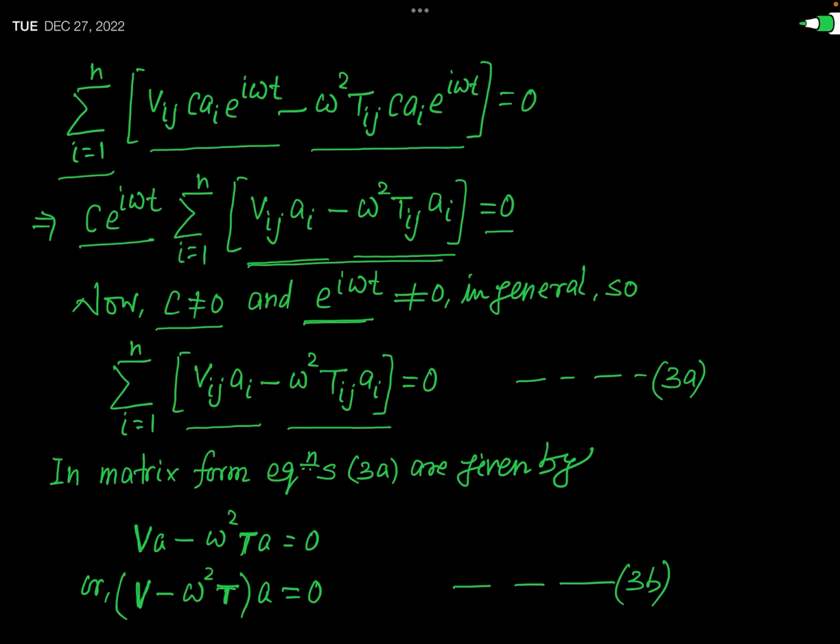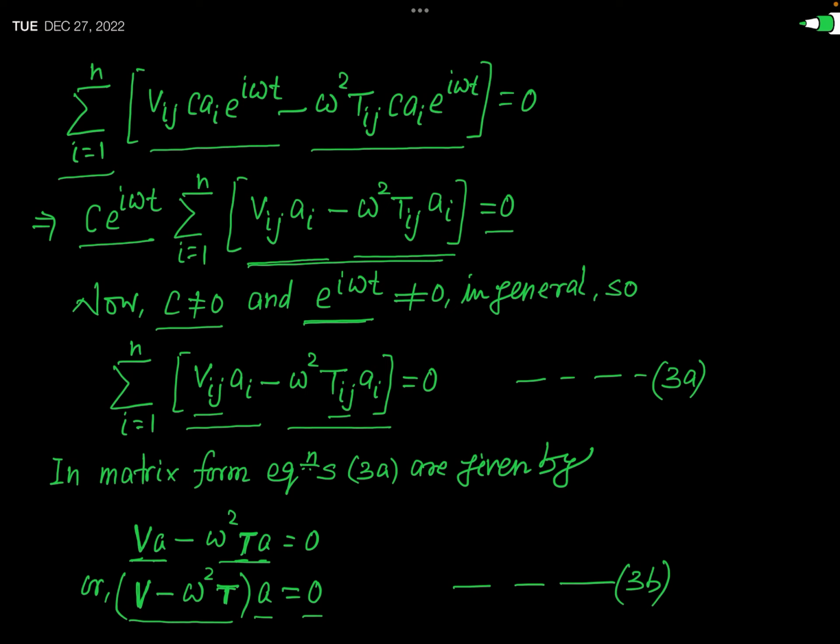And so I have written here that summation over i from 1 to n of Vij ai minus omega square Tij ai equals 0. Now if you want to write this equation 3a in matrix form, you know that the matrix associated with Vij is written as V, with ai we write A, with Tij we write T, and again with ai, A. So in matrix form, this equation can be written as Va minus omega square Ta equals 0. And this can be written as V minus omega square T times A equals 0.